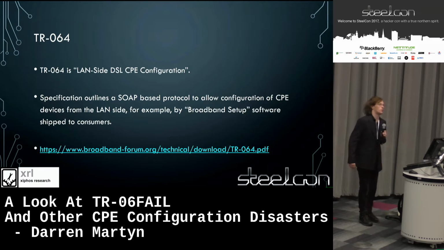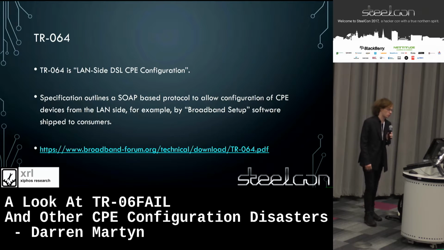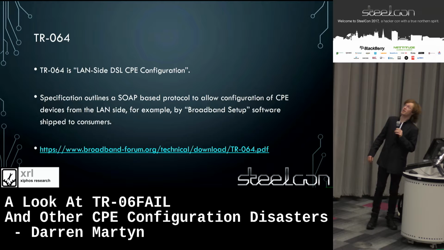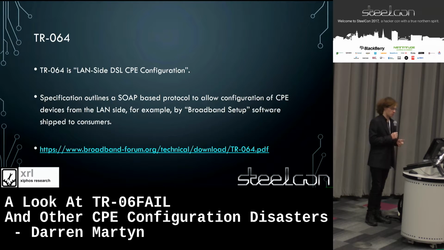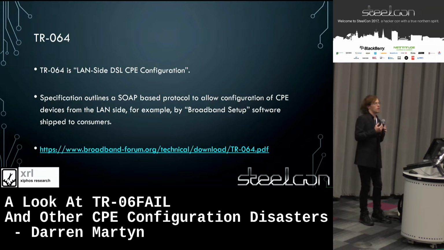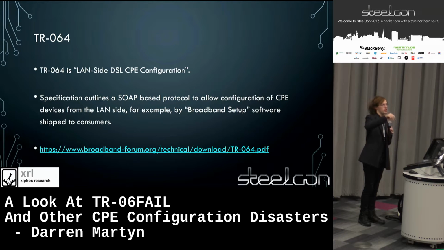So the first one I'm going to chat to you about is TR-064, the LAN-side DSL CPE configuration. The spec outlines this disgusting SOAP-based protocol that allows configuration of routers in people's houses, but it only allows configuration from the LAN side. If any of you remember way back when you got shipped a router and they'd also ship you a CD-ROM with something like broadbandsetup.exe on it, and you'd run it and it'd set up your router and then you'd have internet. Normally how that program would talk to the router was over TR-064.